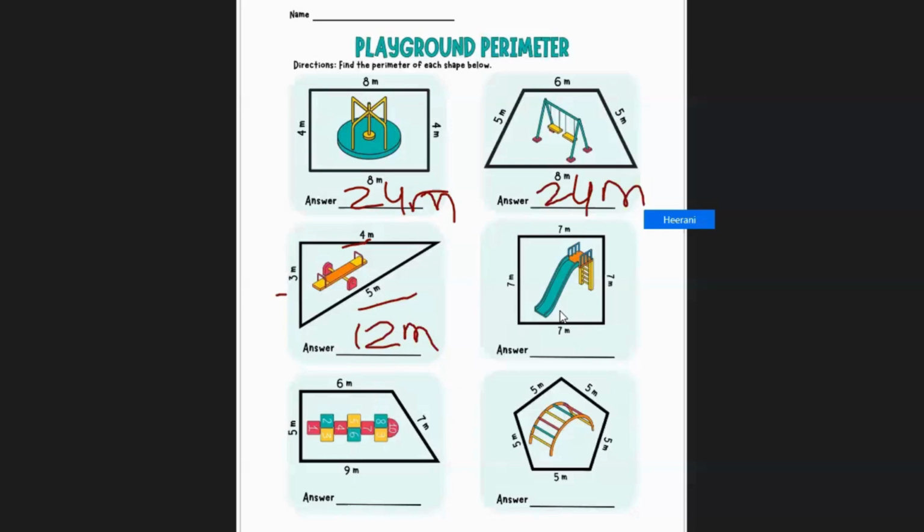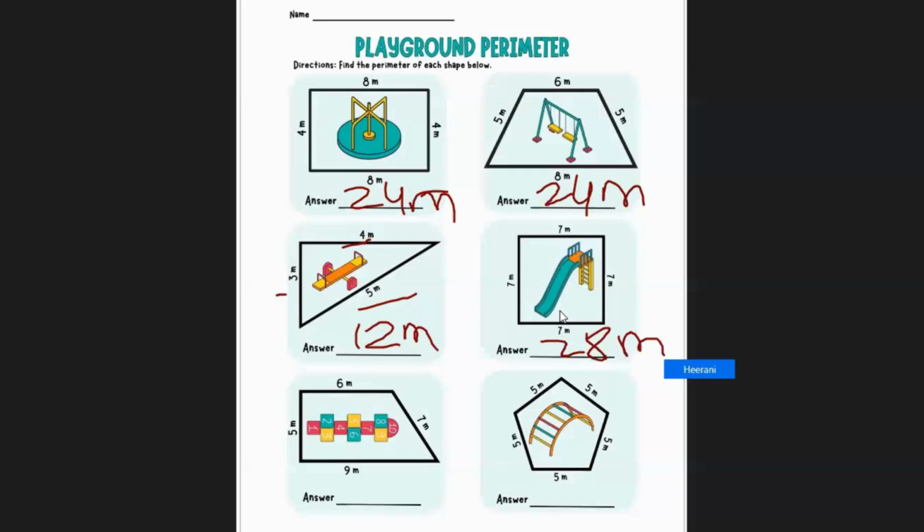Again, if we move to the fourth shape, which is a square, the length of all 4 sides is the same, which is 7 meter. So 7 meter plus 7 meter plus 7 meter plus 7 meter is going to give us the perimeter. That's going to be 28. And what's going to be the unit?